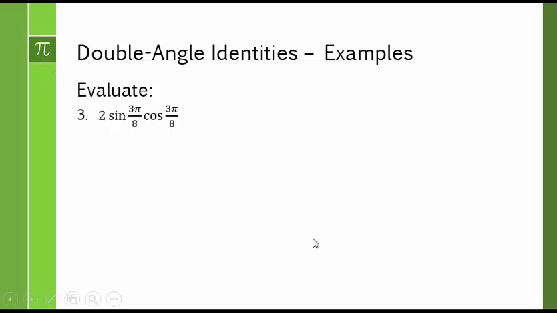And first up, we have 2 times the sine of 3 pi over 8 times the cosine of 3 pi over 8. 2 sine theta cosine theta is the double angle identity for sine of 2 theta. So as we look at this, we can rewrite this. Notice 3 pi over 8 is in place of theta. So we have 2 times 3 pi over 8 is our angle. 2 times 3 pi over 8 gives us 3 pi over 4, and we are evaluating the sine of that, and we get square root of 2 over 2.